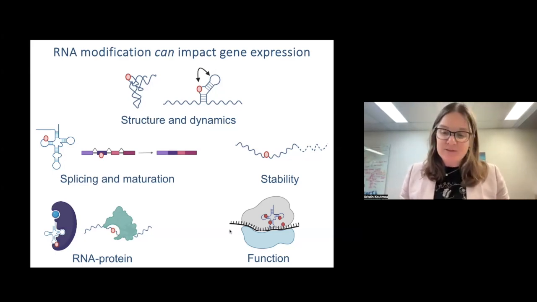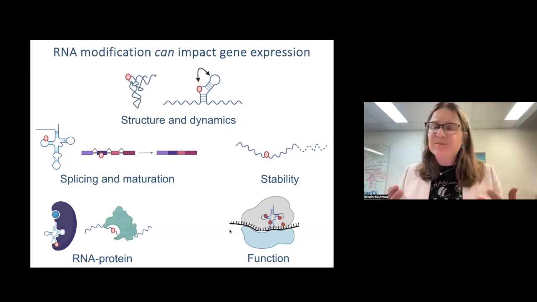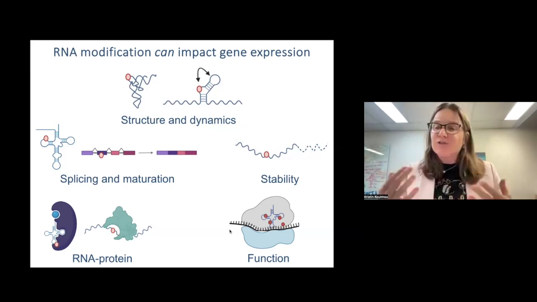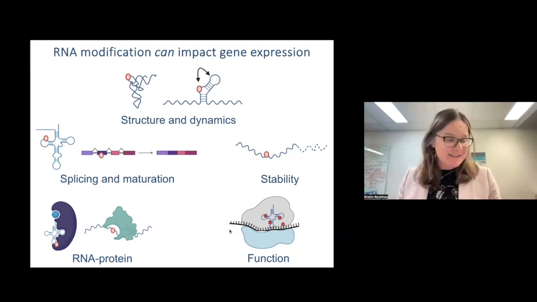So despite knowing that these modifications are doing something important, I like to think of it a lot as the sorts of functions that can be done in post-translational modifications, which the world has known for a very long time do very important things.